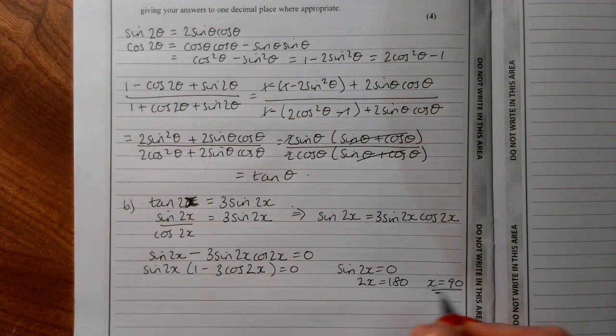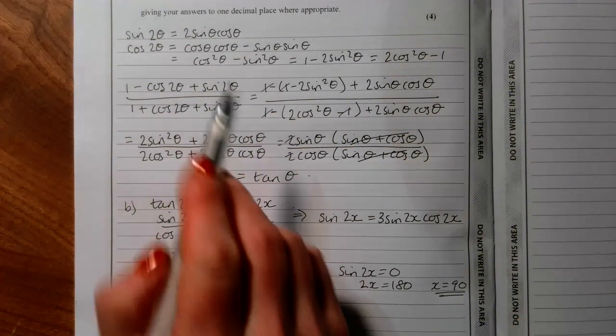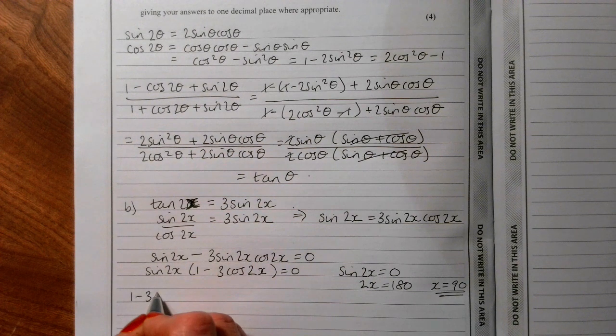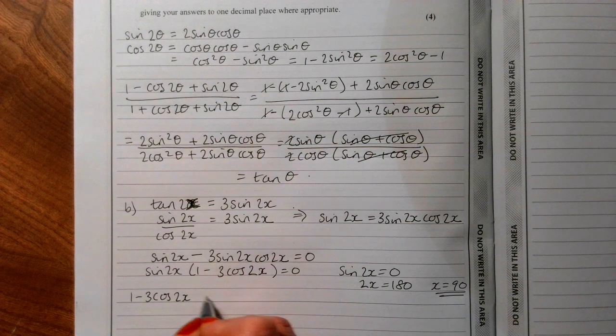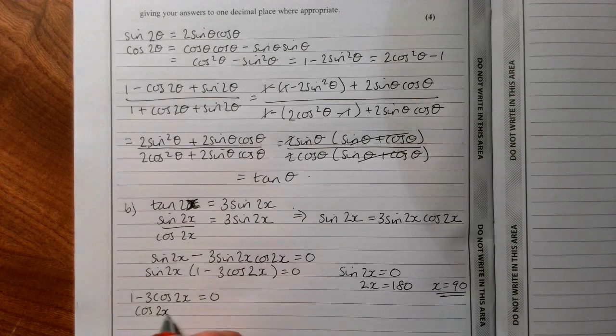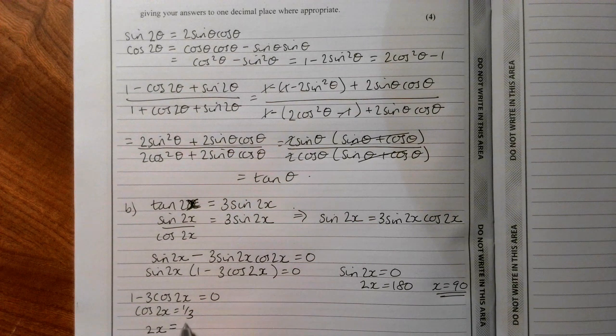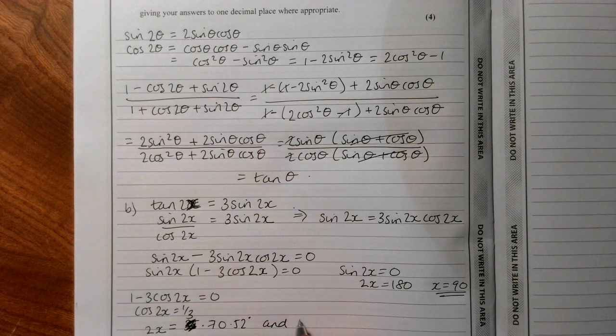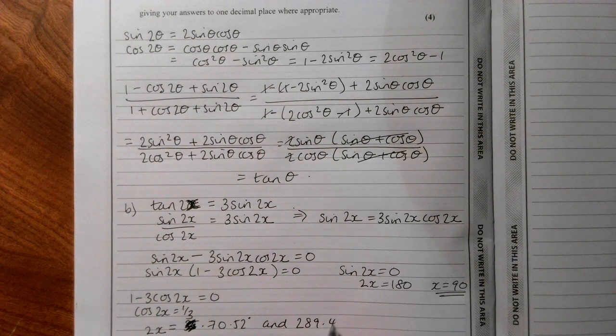So sine of 2x equal to 0, that would give me 2x is 180, so x is 90. That would be one solution because it just wants the solutions between 0 and 180. And then 1 minus 3 cos 2x equals 0. So cos of 2x equals a third, and 2x is equal to 35 point, no it's not, is equal to 70.52. And if I find the other solution at the moment, it's 289.4.